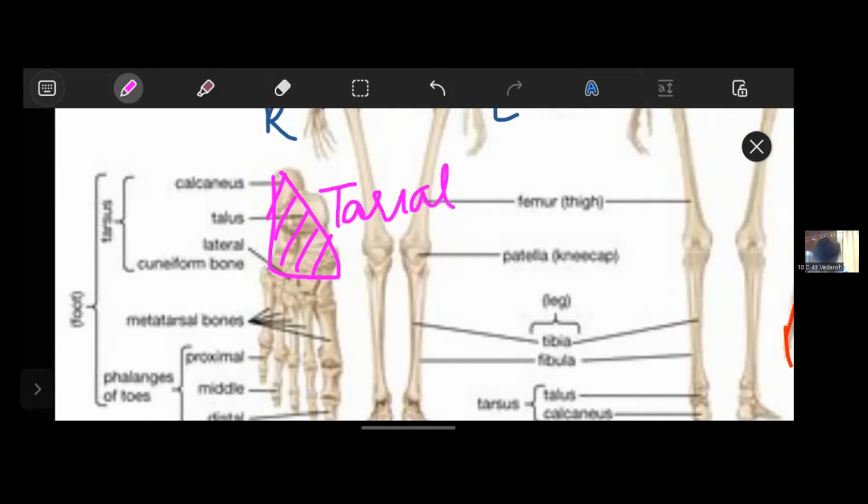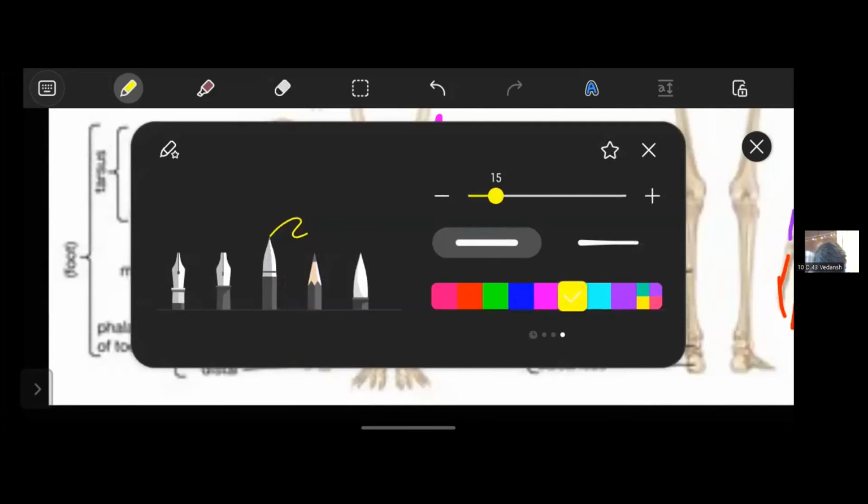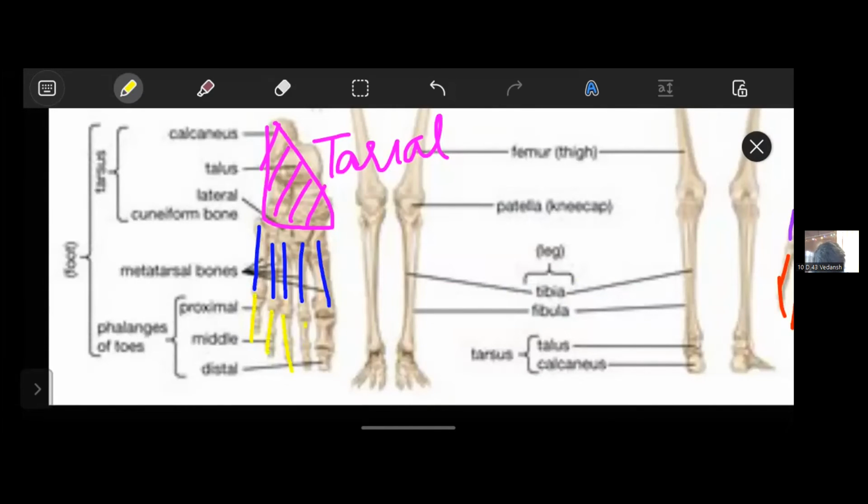Okay. Then we have metatarsals. See, it is already labeled that it is metatarsal. So this is 5 metatarsals. Then phalanges. 1, 2, 3, 4, 5.